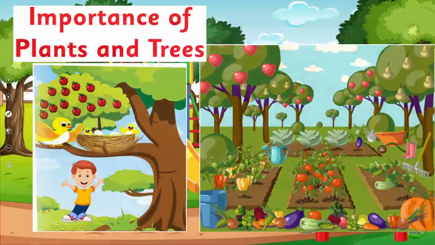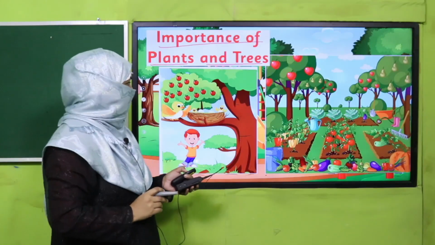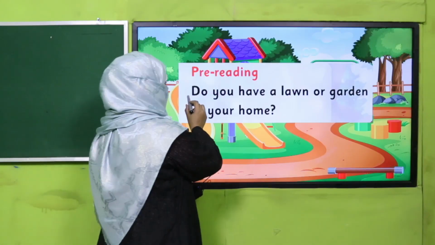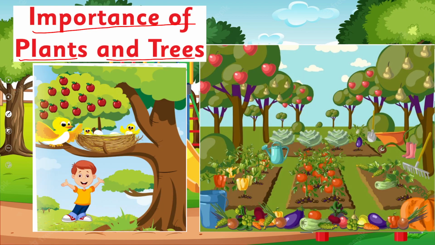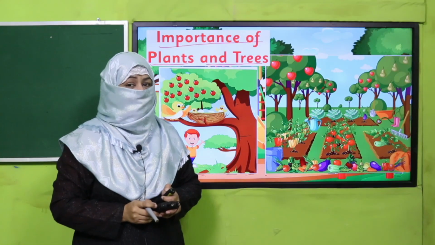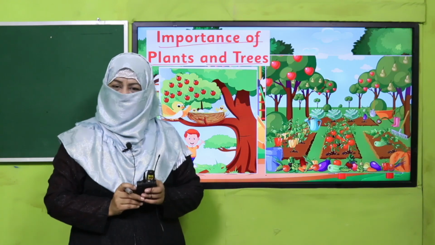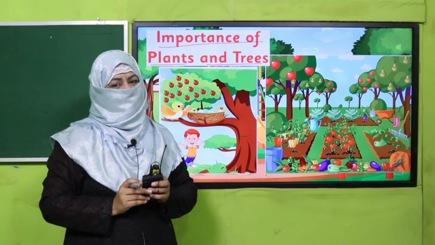Before starting reading, you tell me the importance of plants and trees. Look at the pictures, how plants are important. So the question is, do you have a lawn or garden at your home? Answer this question to your teacher and look at the pictures in the text and find out how plants are important. Tell your teacher, enjoy this activity, and then come back.